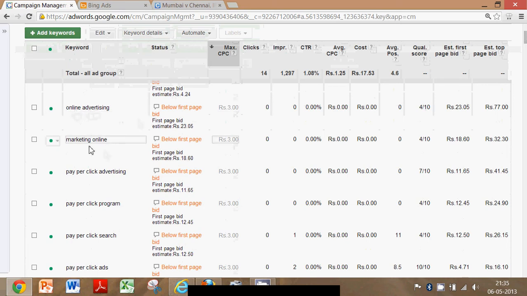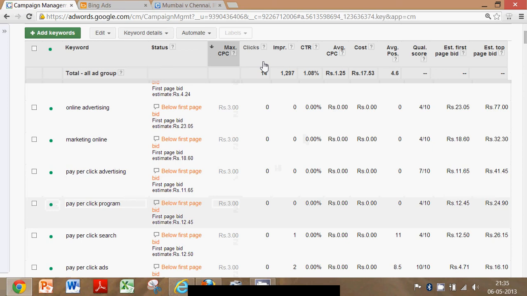Pay-per-click program, maybe they are educating themselves, maybe they are comparing. So I've bid only 3 rupees for this, which is about 3 times less than my other ad group. But over here also, at times you can actually get fantastic value for money. Let us go for click-through ratio, and let's see how we are converting.